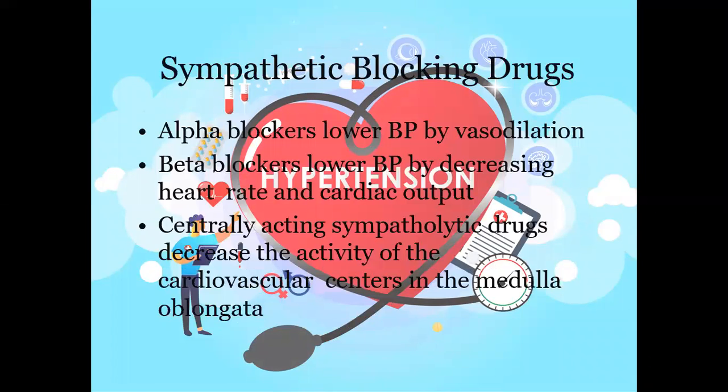Then comes sympathetic blocking drugs. Alpha blockers lower the blood pressure by vasodilation. Beta blockers also lower the blood pressure by decreasing the heart rate and cardiac output. Alpha blockers, by vasodilation, lower the blood pressure, and beta blockers, by decreasing the heart rate and cardiac output, lower the blood pressure. Centrally acting sympatholytic drugs decrease the activity of the cardiovascular centers in the medulla oblongata.